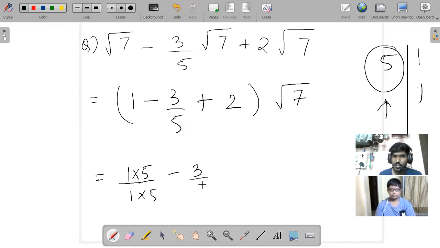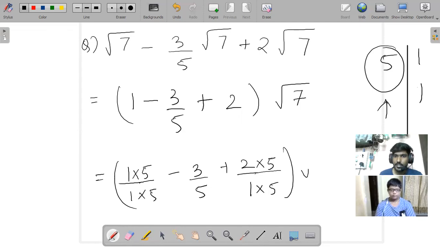The second term has already 5 in the denominator, so no need to do any changes there. The last term was 2 upon 1, and now I want to bring 5 in the denominator, and the only way is by multiplying it with 5. So 1 into 5 will give you 5, but since you're multiplying 5 in the denominator, you have to multiply it in the numerator as well. And this root 7 as it is.